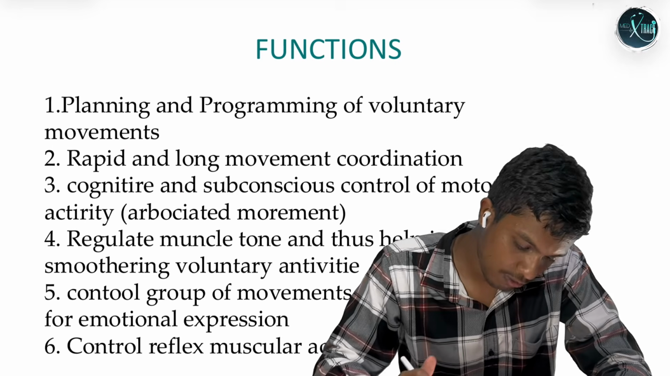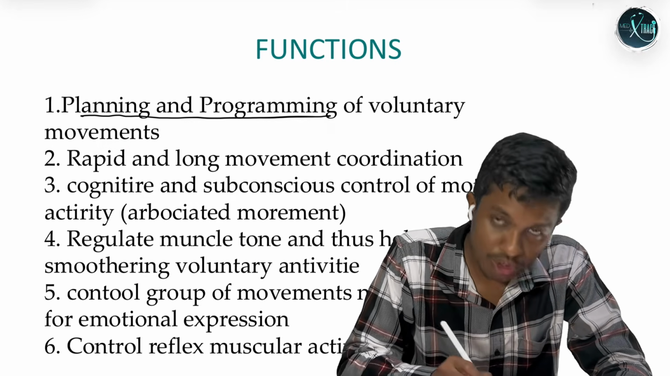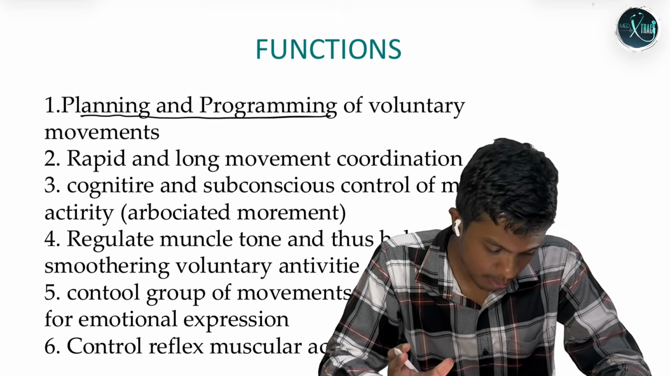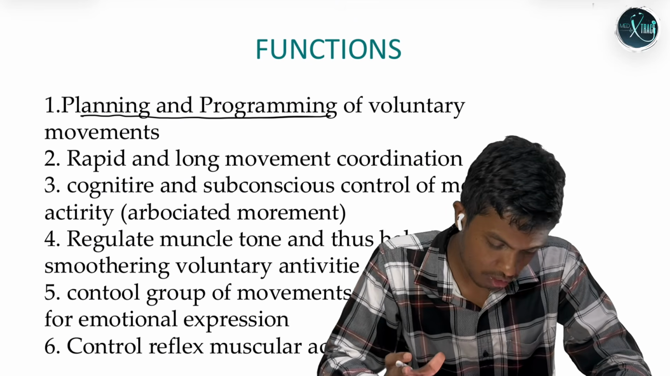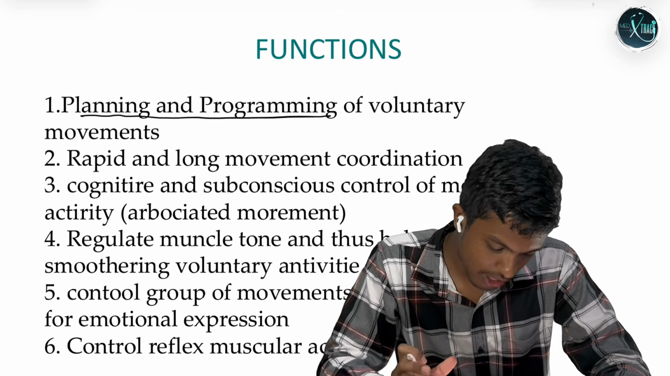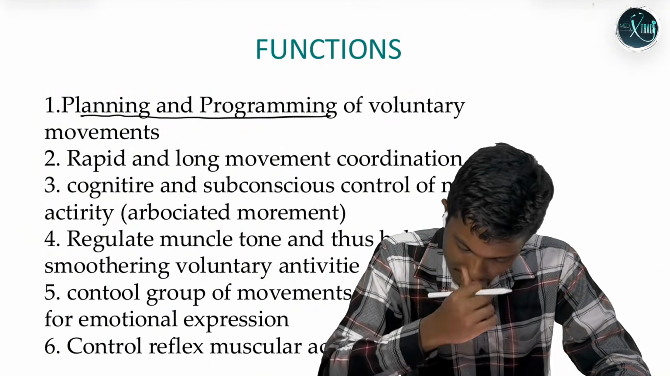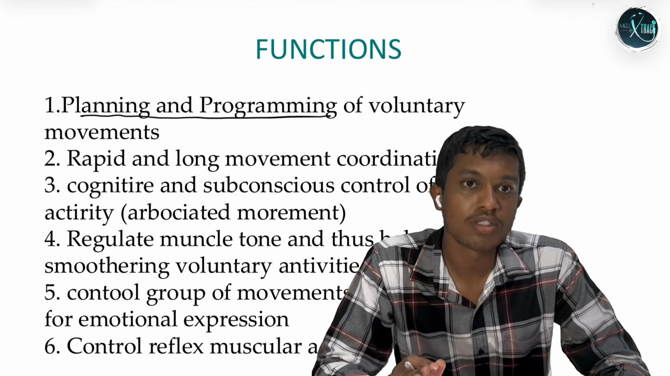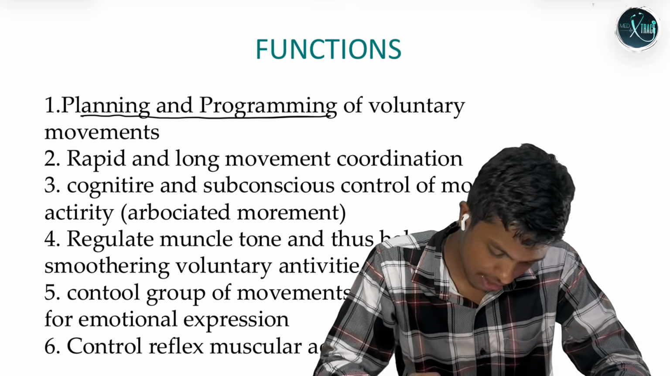So, functions of basal ganglia. Basal ganglia are important in motor functioning mainly, and they help in planning and programming of voluntary movements. Rapid and long movement coordination is also controlled by basal ganglia. Cognitive and subconscious control of motor activity is also regulated by basal ganglia, and muscle tone is regulated by basal ganglia. Further, various movements such as conjugate movements and group of movements are regulated by basal ganglia.